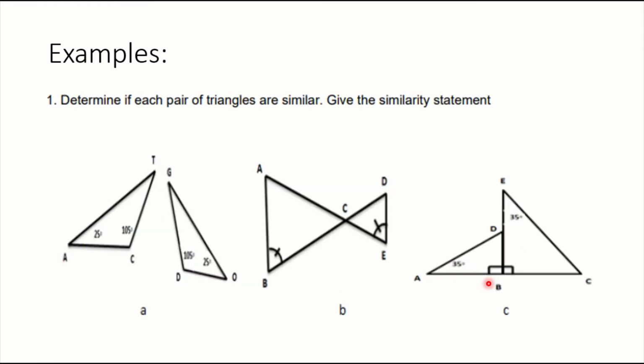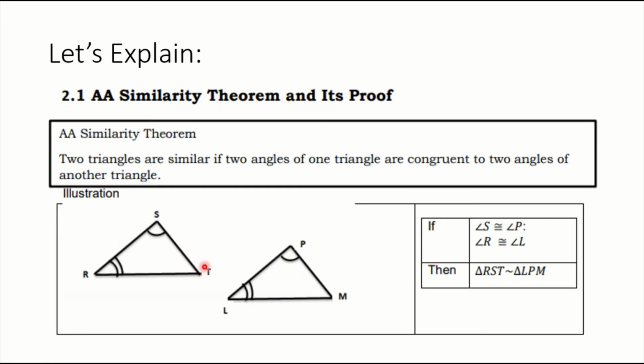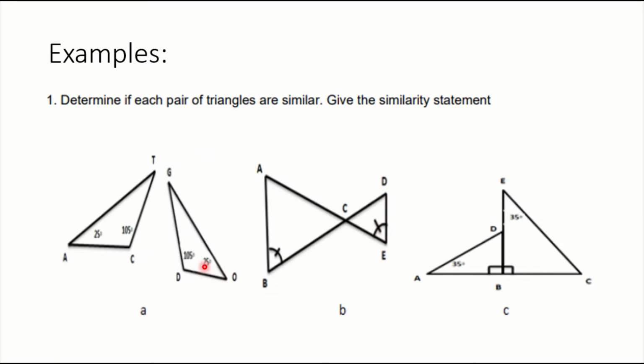So let's look at this given example. Number 1, determine if each pair of triangles are similar. Give the similarity statement. For letter A, let's look if it is similar or not. Are they similar? Yes, it is obvious: 25 and 105, 25 and 105. Why wonder? As said earlier, if two angles are congruent, then we can say that the two triangles are similar. How about letter B?